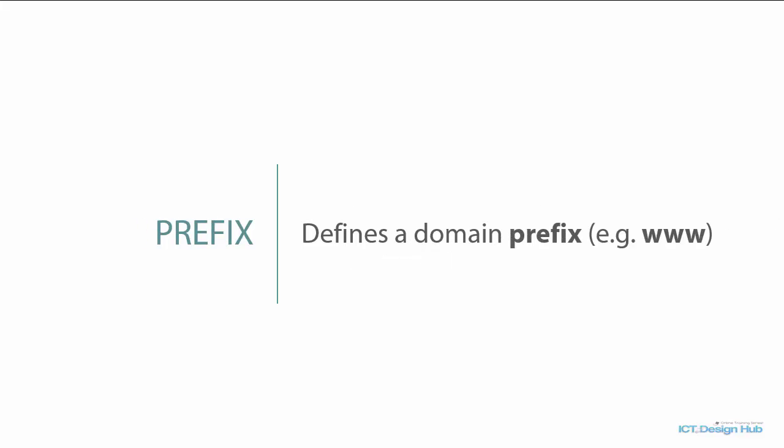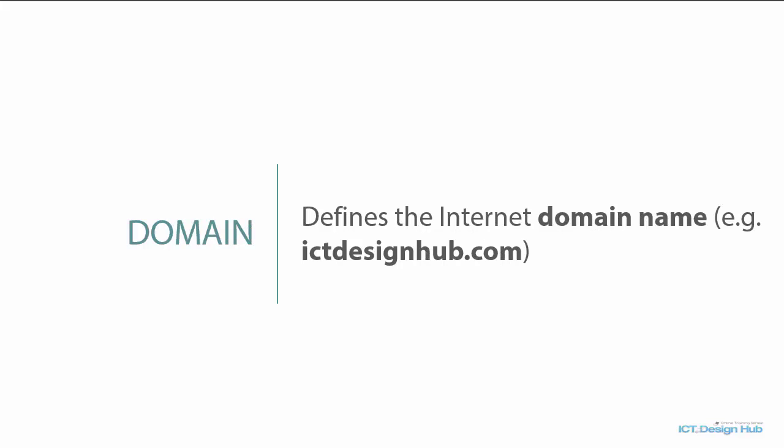And then we have the prefix. This is basically the domain prefix. In this case, it's www. And next we have the domain, the actual name that you purchase. For example, ictdesignhub.com is the domain name. www is a prefix, while the scheme will be either HTTP or HTTPS. And if we are transferring a file, it will be FTP.